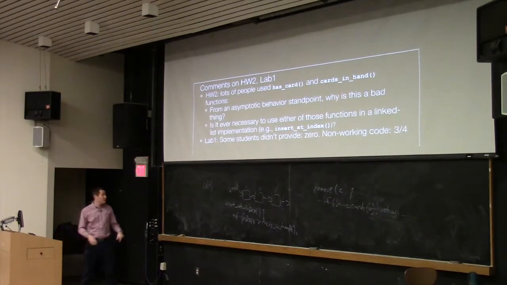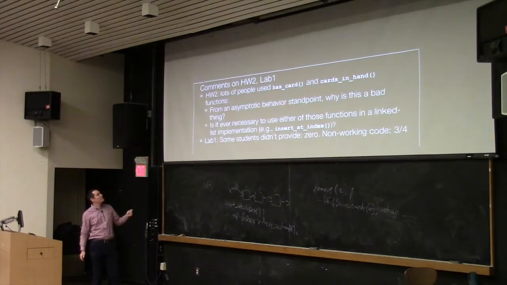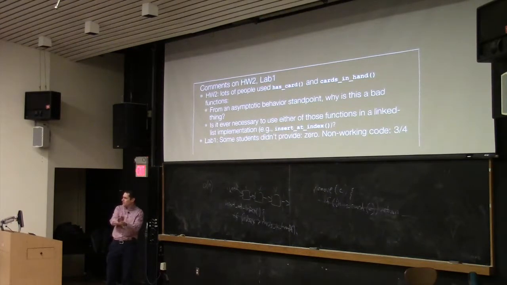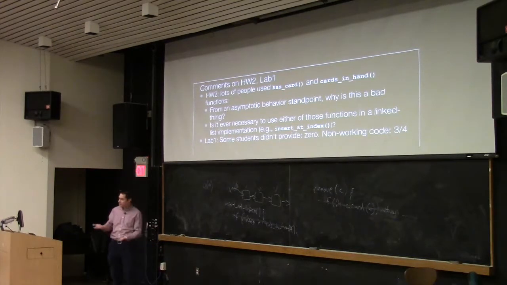Even worse were the people who used, what was it? They used one of these to actually find, if it was insert at tail, they used has cards to figure out how many cards they'd have to walk through to get to the tail. And then they'd go walk through that many cards. That's completely inefficient, right? All you need to do is walk through the number of cards until you hit the last card is null, right?